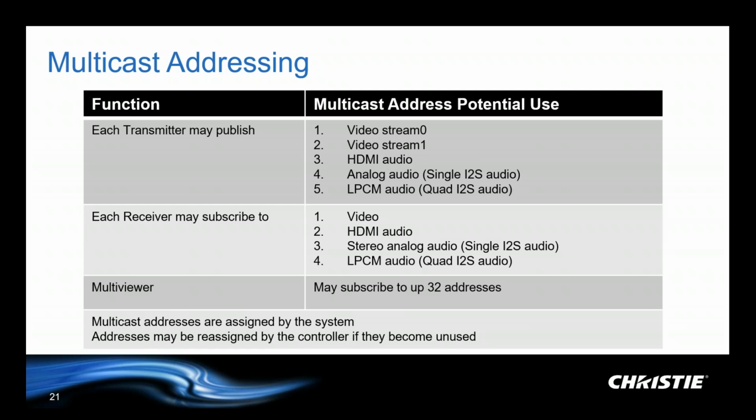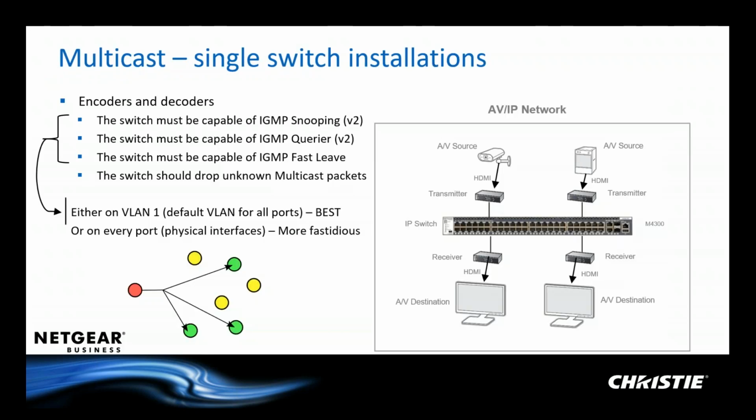Okay, single switch installations are obviously the easiest ones. Again, the switch has to be in multicast mode. I've gone through this with snooping, the query, and the fast leave, and the switch should be able to drop unknown multicast packets to maintain the bandwidth efficiency. Normally speaking, a single switch would have a single VLAN by default.